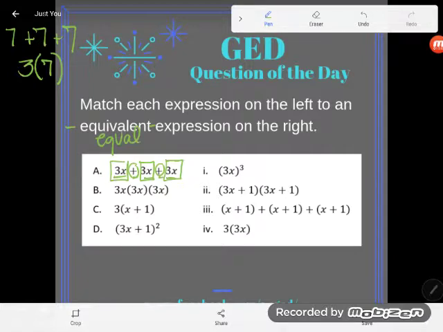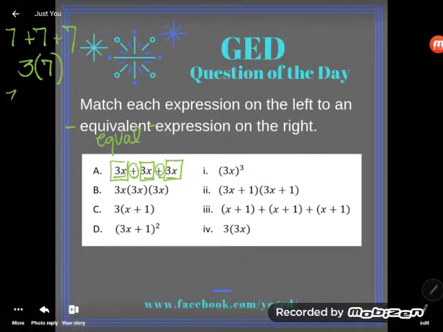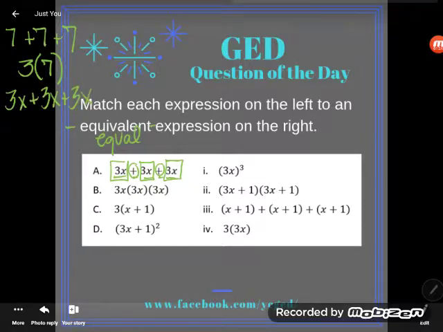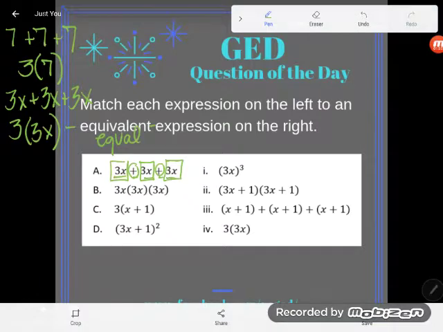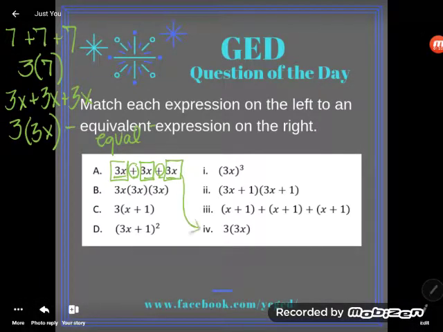And similarly, we can do the same thing with 3x. 3x plus 3x plus 3x. This repeated addition could be talked about quickly using multiplication. That's the same as 3 times 3x, 3x adding 3 times. Great, so that means A matches with 4.